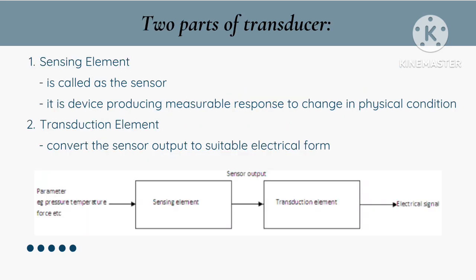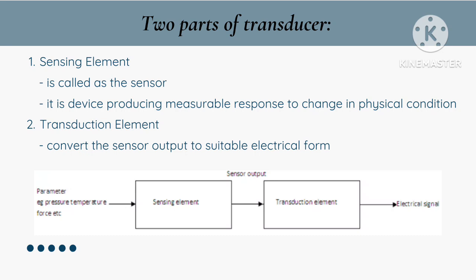Next, we have the two parts of transducers. First, we have the sensing element. The sensing element is often called the sensor. This is the part that directly interacts with the physical quantity we want to measure. For example, if we're measuring temperature, the sensing element detects changes in temperature and responds by producing something measurable, like a voltage or resistance change.